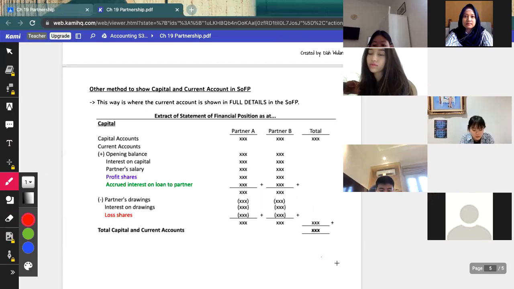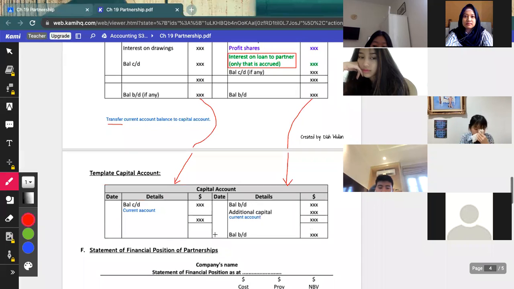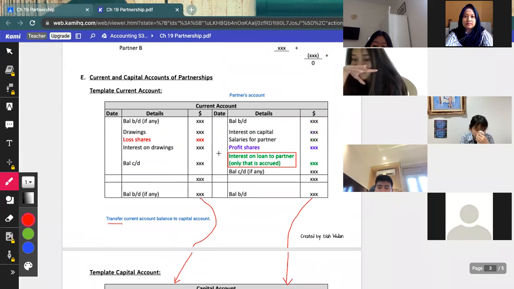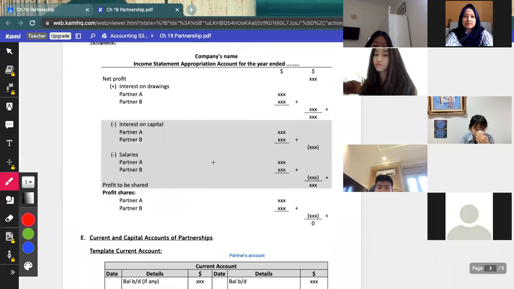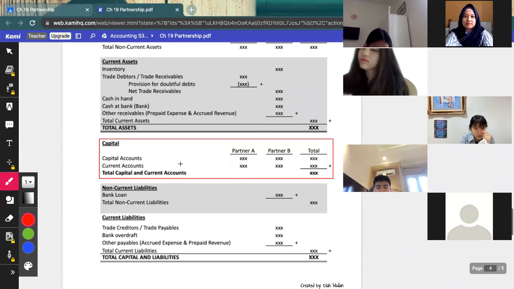Okay, so that's the end of this chapter. That's the end of the partnership chapter. So the expectation after you learn this is that you are able to do this part: capital accounts, current accounts, appropriation. The most common questions of partnership are appropriation, current account, and how you show the capital part in the SOFP.